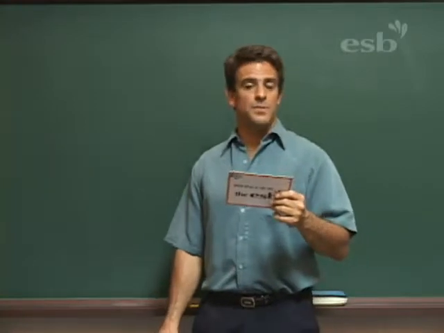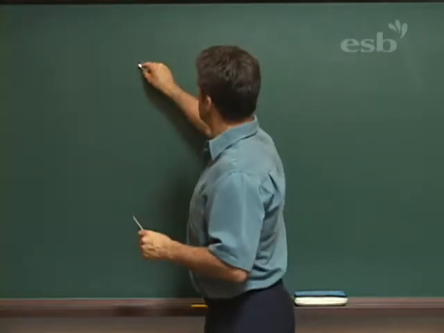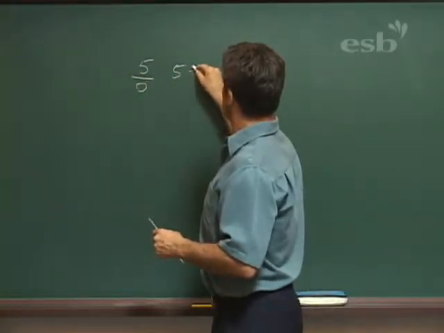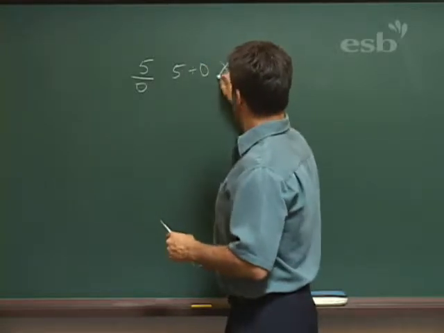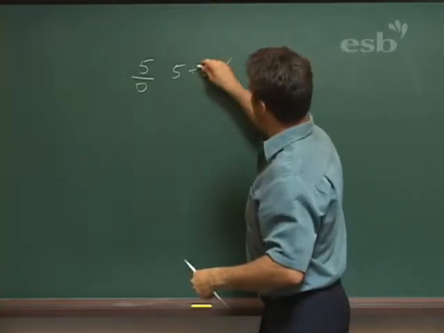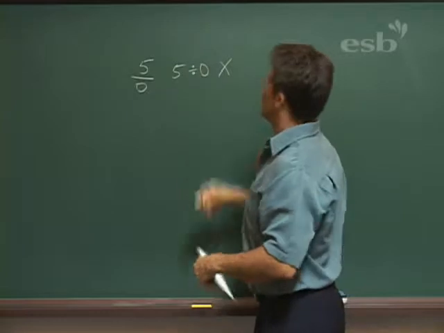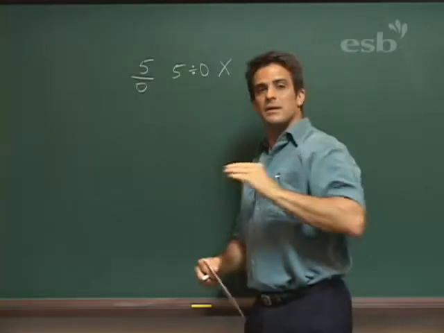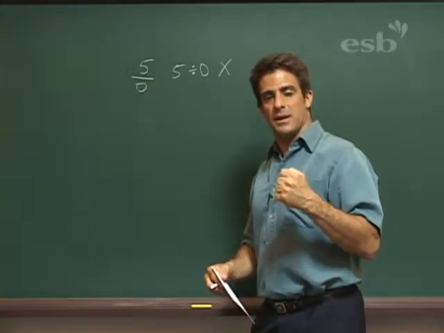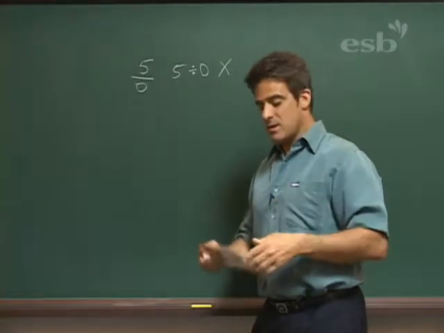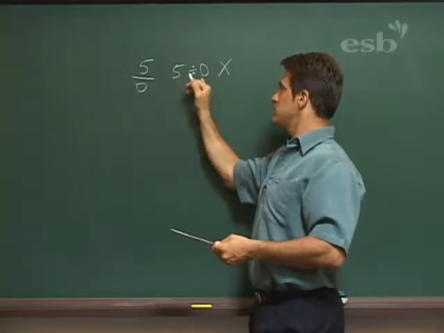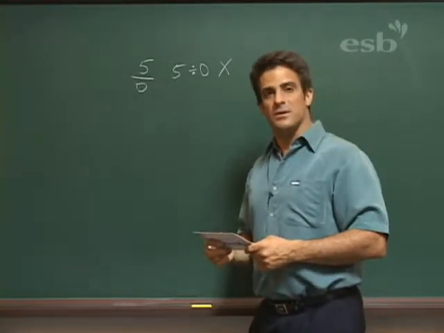First of all, numbers can't be divided by 0. No, a number cannot be divided by 0. 5 over 0 or 5 divided by 0 cannot. This is impossible. You cannot divide a number by 0. Any number here with 0 here? No, you cannot do that.